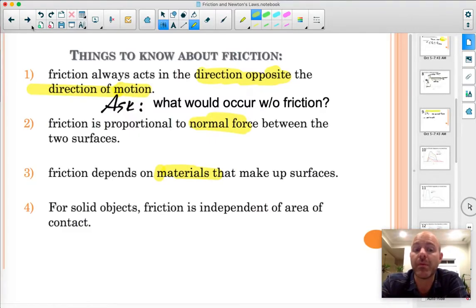Friction is proportional to normal force. So the bigger the normal force, the bigger the force between those surfaces. And this could be accomplished by applying a force, squeezing them together.